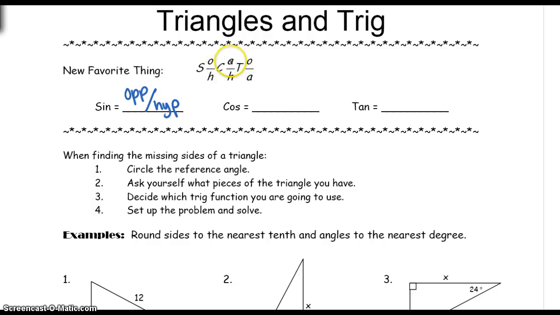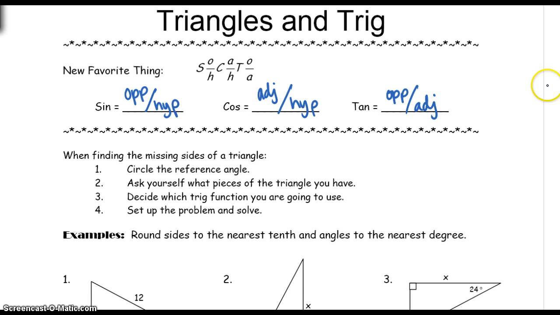And CAH means adjacent over hypotenuse. And tangent, TOA, is going to be opposite over adjacent. And remember, we always want to circle our reference angles.